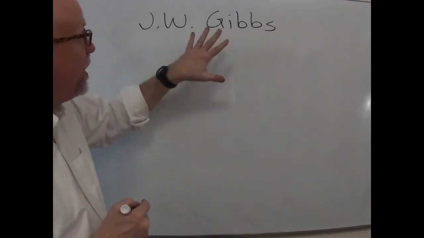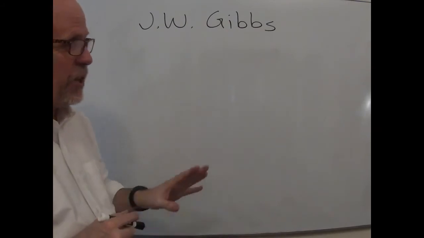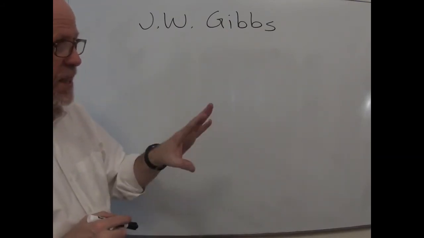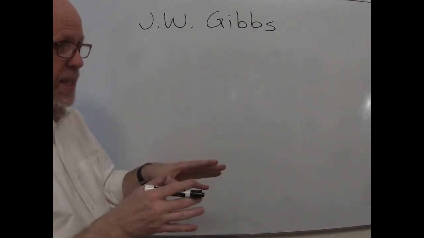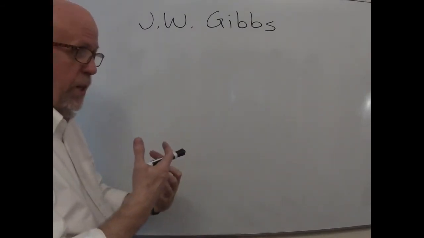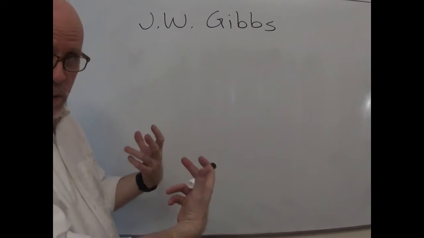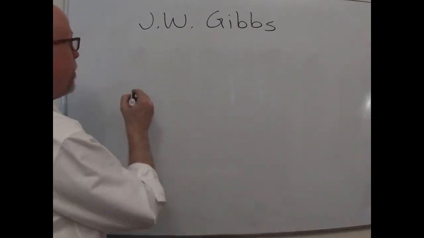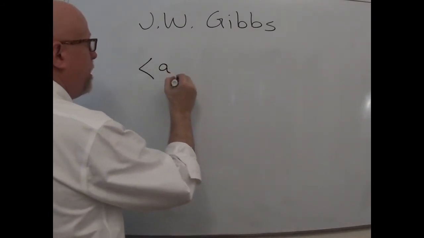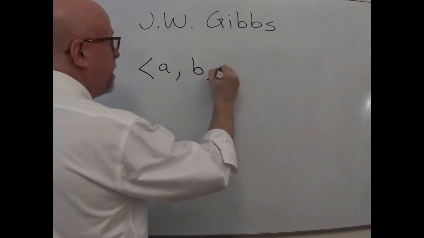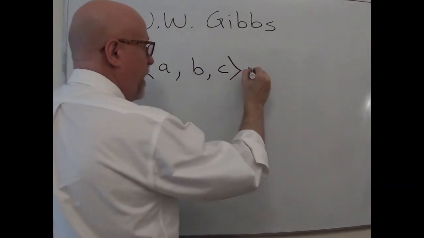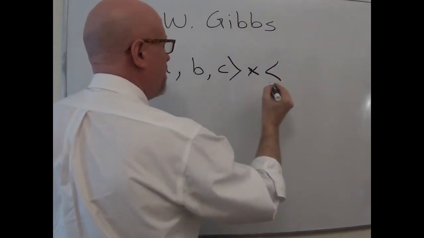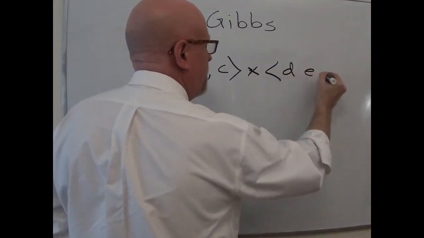But in any case, Gibbs said, look, all that stuff with the quaternions, it's nice, but there's a very simple rule that you can do instead, and it'll just directly take one vector and multiply it times another vector, length 3 vectors. So he looked at a vector a, b, c, crossed with, cross tap x, a second vector, say it's d, e, f.